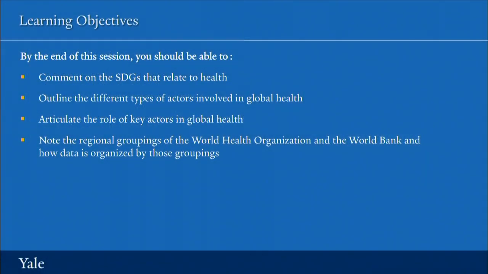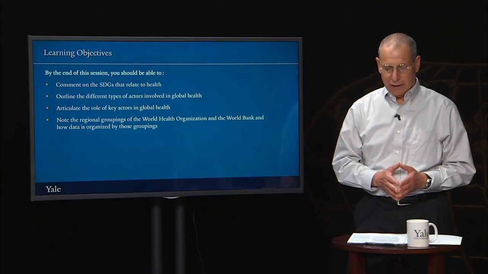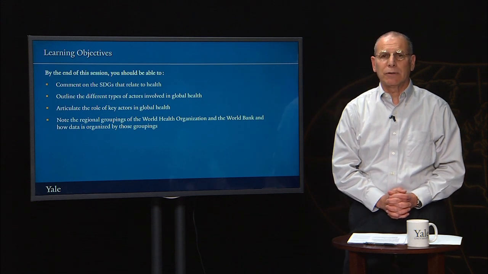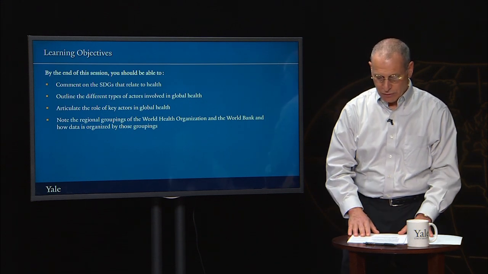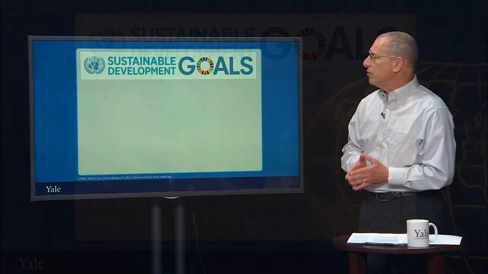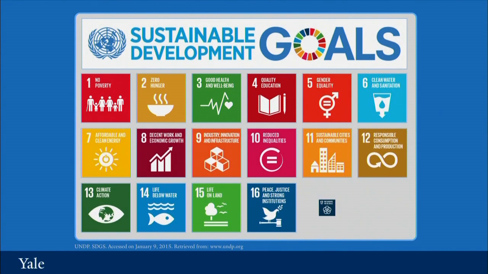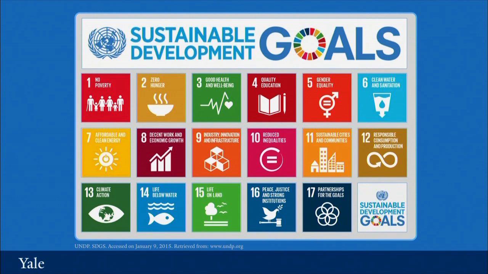The MDGs expired in 2015, and the global community has now agreed to a set of Sustainable Development Goals, or SDGs, which are to be achieved by 2030. Many of the SDGs, as you can see in this graphic, relate directly to health, such as Goal 2, Zero Hunger, Goal 3, Good Health and Well-Being, and Goal 6, Clean Water and Sanitation, which although it's an indirect relationship, is a really powerful one with health, as you know.